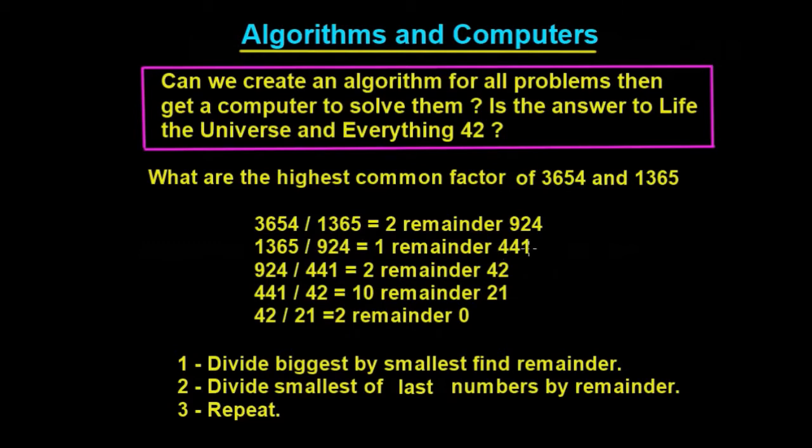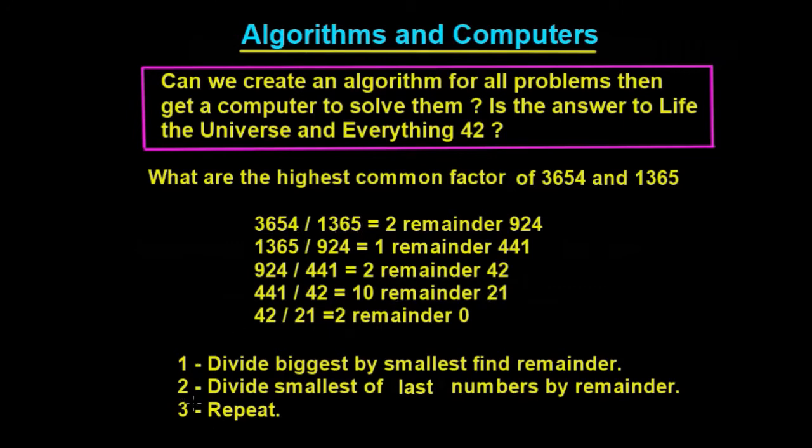And you continue that process. You take the 924 divided by 441, you get 2, remainder 42, and you keep working down until you get a value of remainder 0. And the answer is going to be the value 21. So 21 is the highest common factor of these two numbers.